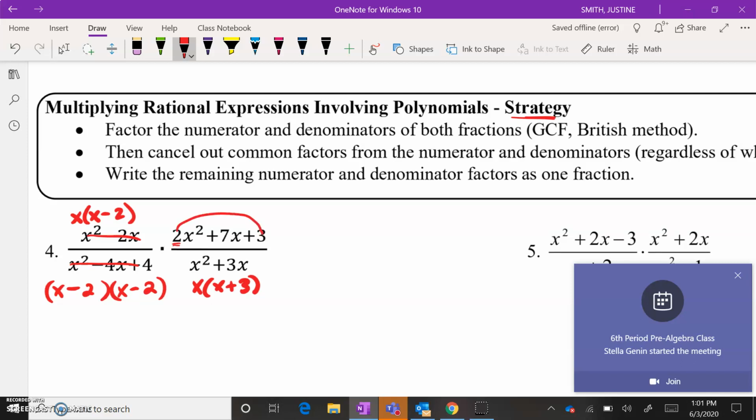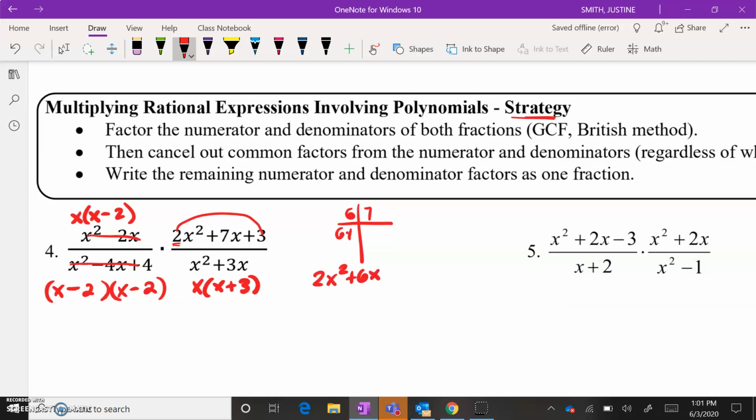So what multiplies to 6 and adds to 7? That would be 6 times 1. And again, I'm going to have to do a tricky trinomial. So 2x squared plus 6x plus 1x plus 3. And I'm going to group it to get 2x(x plus 3), take out a 1 to get (x plus 3). So I have (2x plus 1) and then (x plus 3).